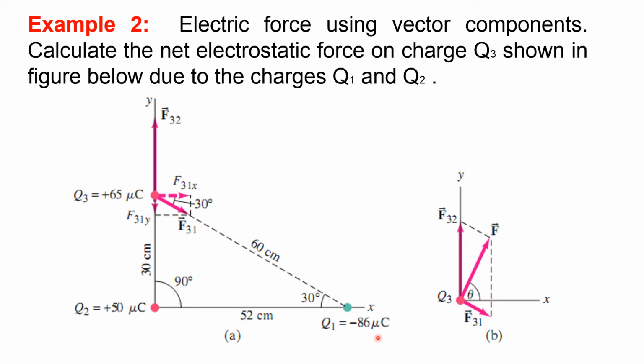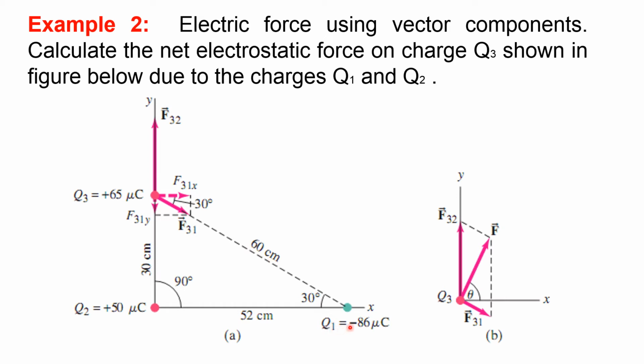We have a charge Q1 with magnitude minus 86 microcoulomb, a negative charge, charge Q2 a positive charge, and charge Q3 a positive charge. The charge Q3 is the charge of interest, and charge Q1 and charge Q2 will exert forces on charge Q3. First, we plot the orientation of the forces.